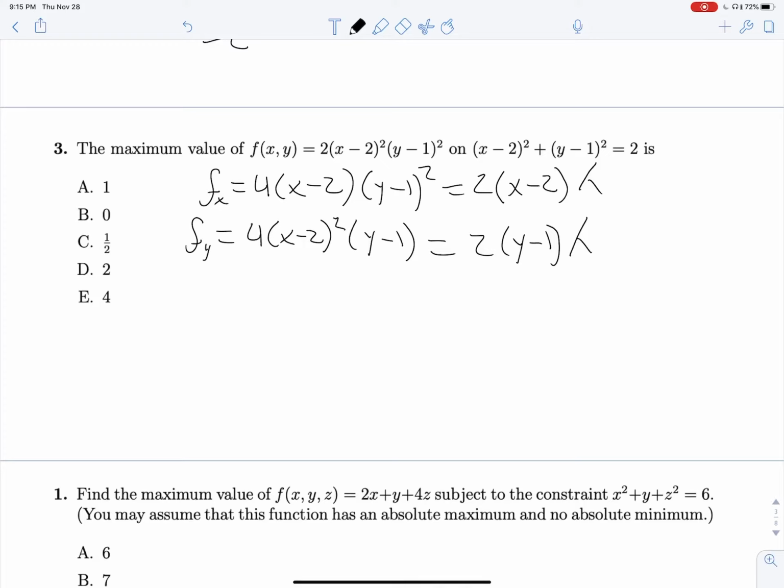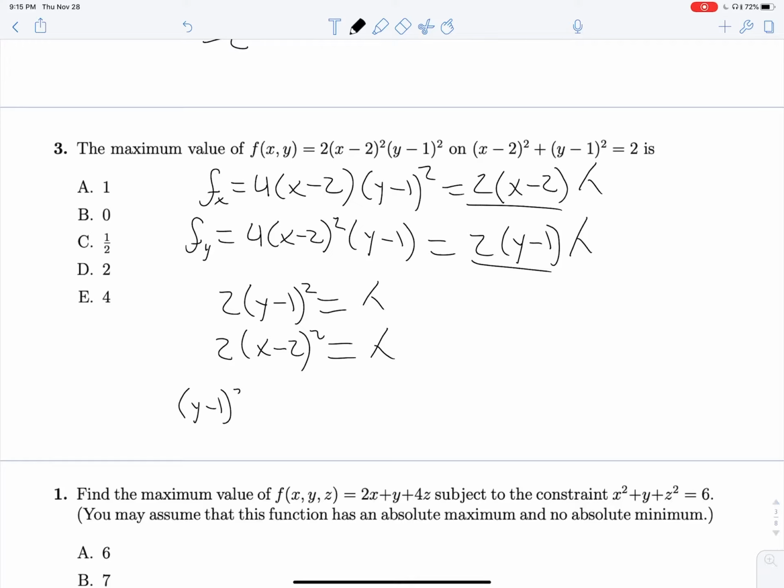So it's not actually as bad as it looks, because if we divide both of these over, we can set these things up as 2 times y minus 1 squared equals lambda, and 2 times x minus 2 squared is equal to lambda. And that's great, because now we can set these equal to each other, and we see that y minus 1 squared is equal to x minus 2 squared. We can take square roots of everything. We get y minus 1 is x minus 2, which is the same thing as y equals x minus 1.